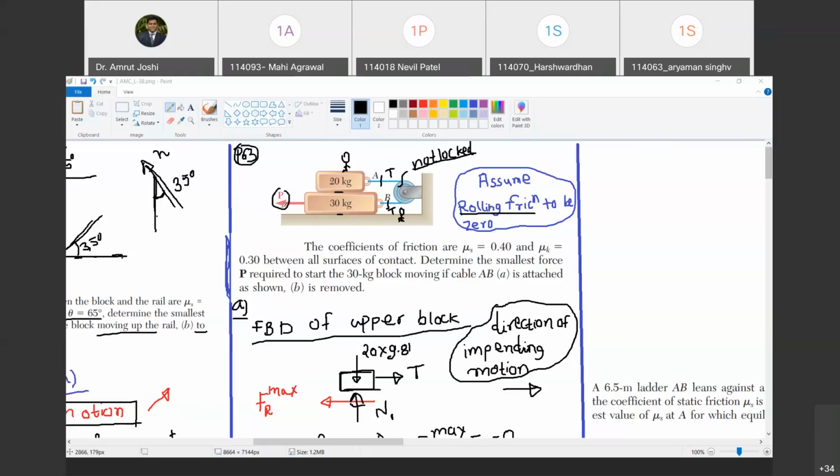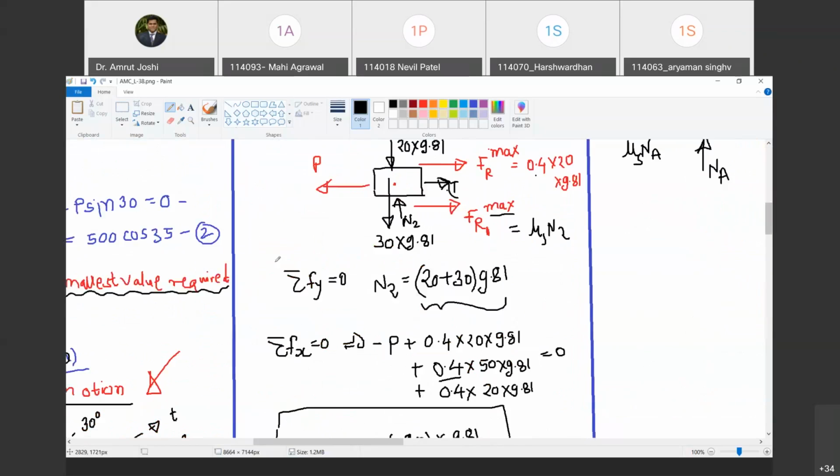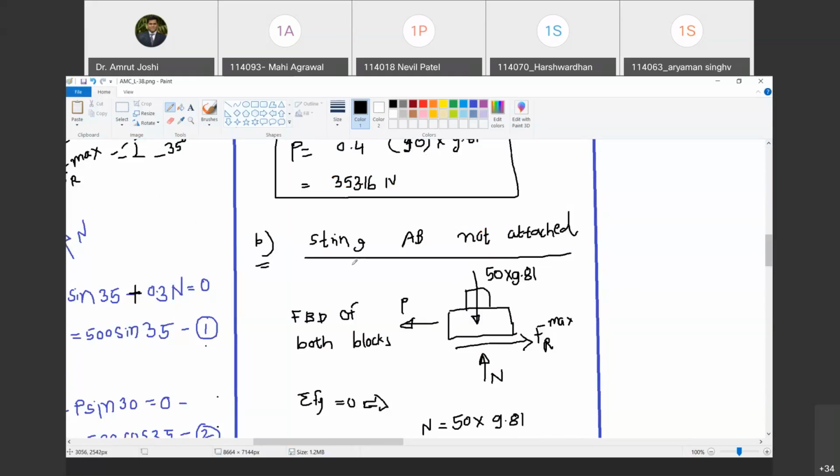So now look at the strategy. When I am solving the part B of this, I am going to draw the free body diagram of both the blocks together as a body. Are you with me? Yes, sir. Both the blocks together as a body. Is Earth external? Yes. Should I be showing what Earth must be doing? Yes. So Earth must be applying a combined gravitational force of magnitude 50 into 9.81. Do you agree with me?